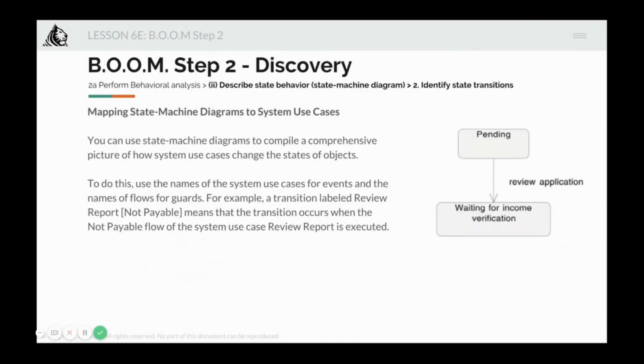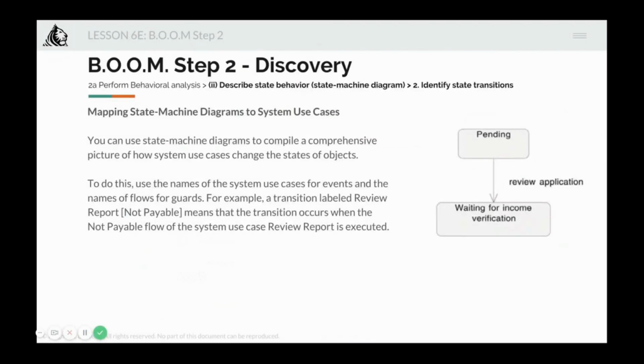This naming convention can also lead to preconditions and postconditions for the relevant use cases. For example, in the figure, the system use case review application is used to name the transition of an application from pending to waiting for income verification. A precondition for this use case is that the application is in the pending state. A postcondition is that the application is in the state waiting for income verification.